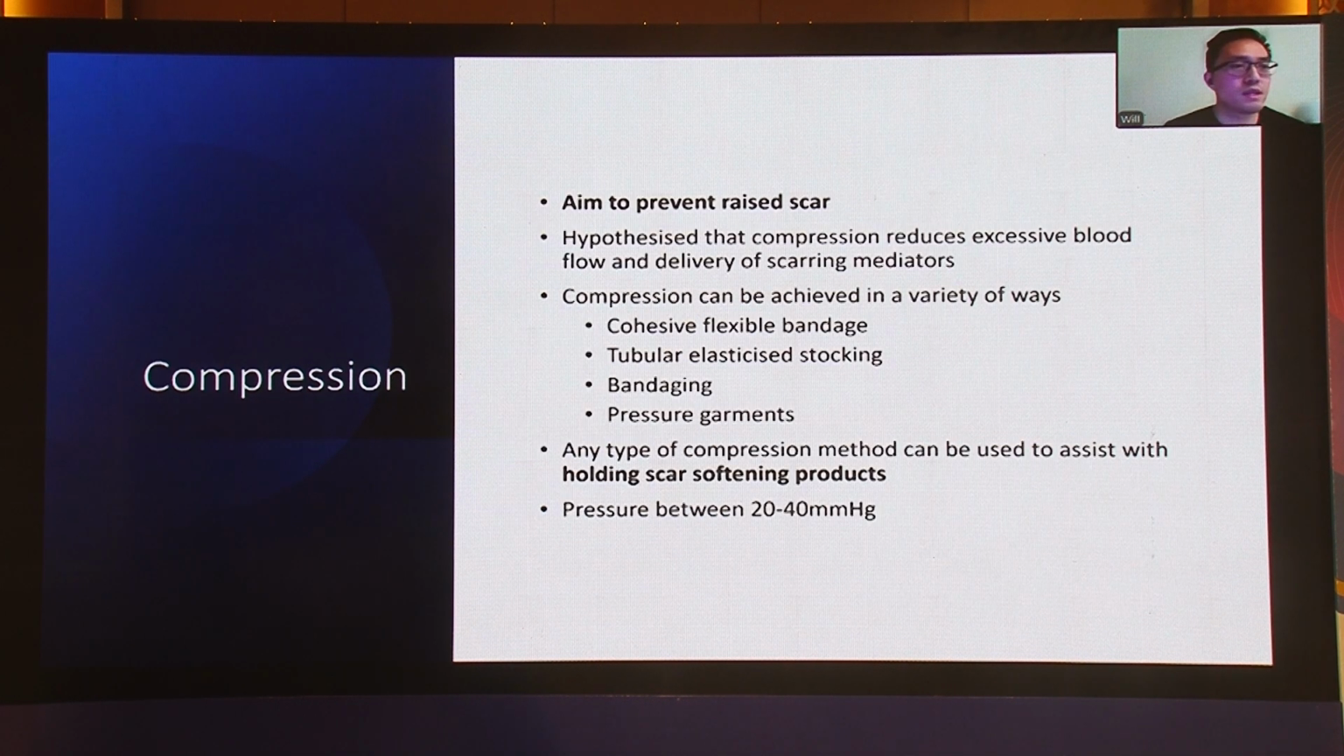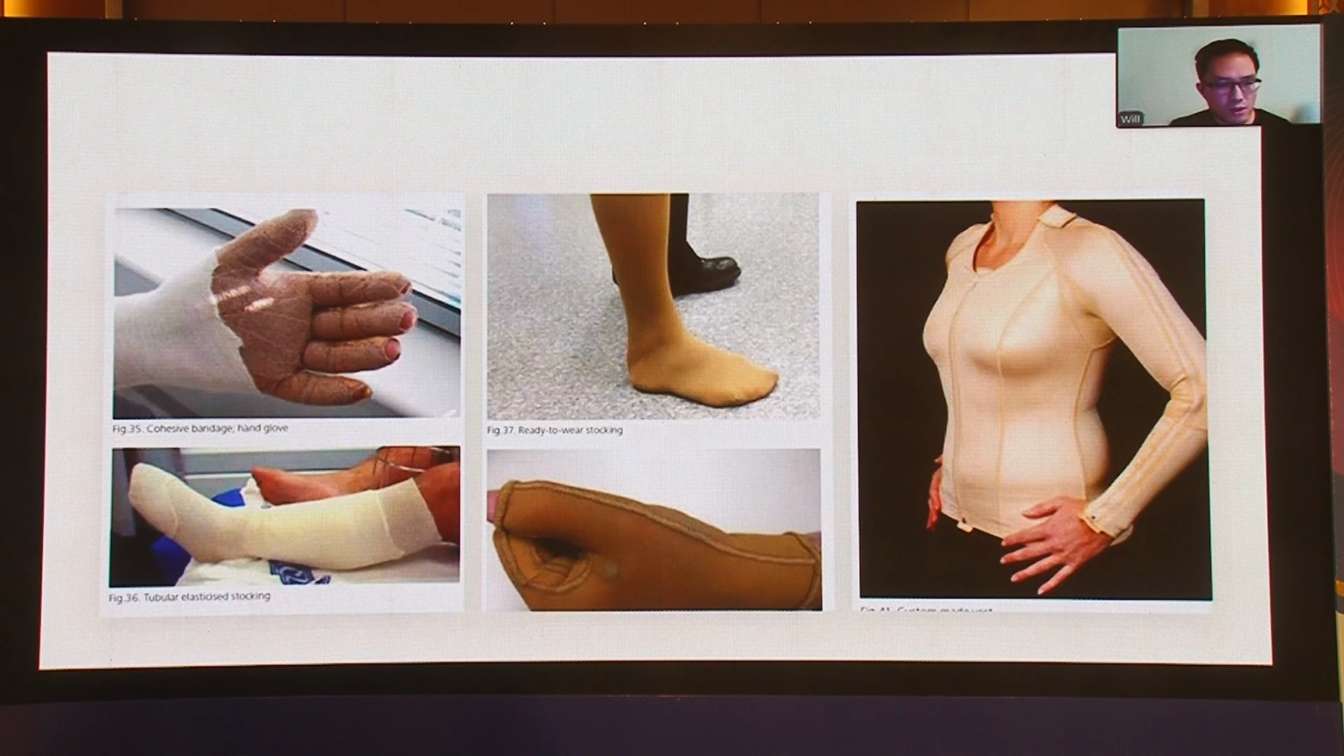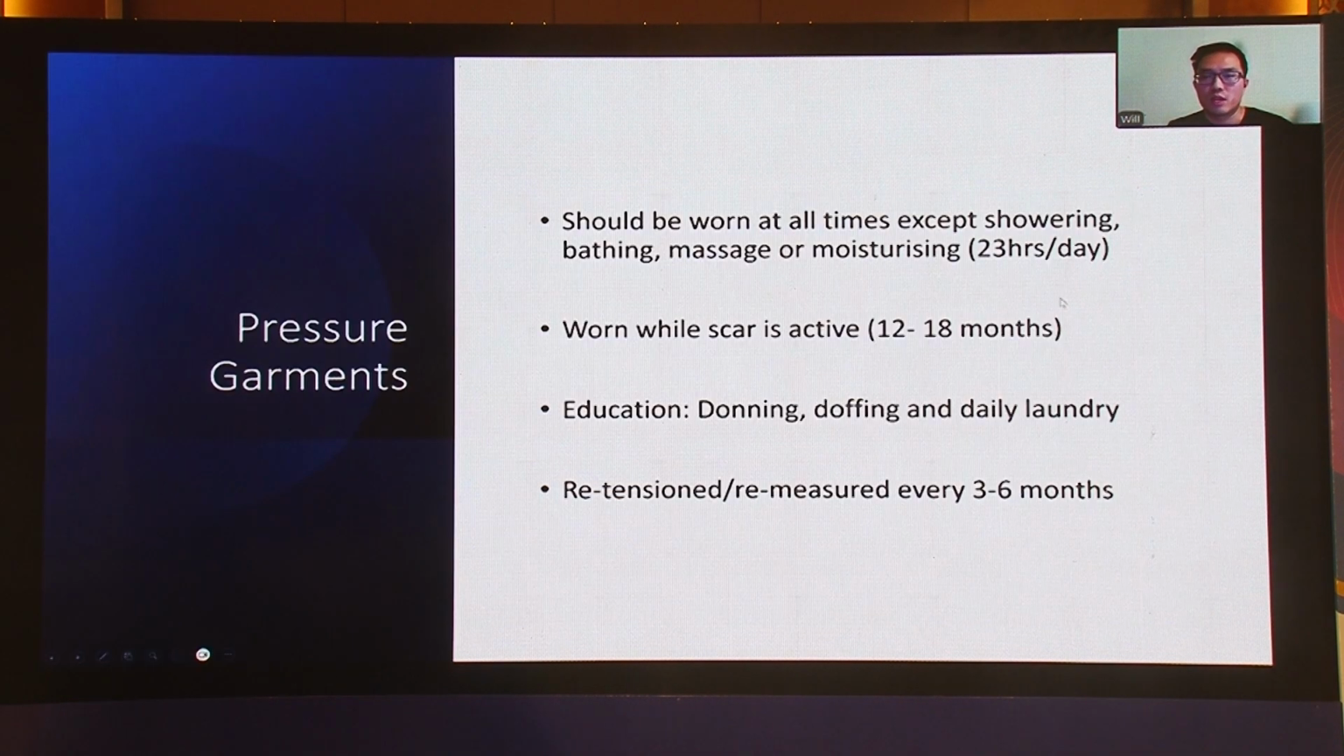For compression, the aim is to prevent raised scars. It's hypothesized that compression reduces excessive blood flow and the delivery of scarring mediators. It can be done in a variety of different ways: cohesive flexible bandaging, tubular elastic stockings, bandaging, and pressure garments. You can also use scar softening products underneath, with the aim of pressure around 20 to 40 millimeters of mercury. So these are some of the options, from cohesive bandage and tubular elastic stockings to pressure garments, located here.